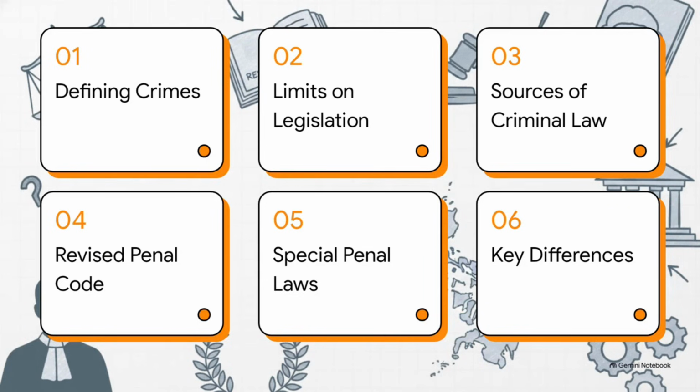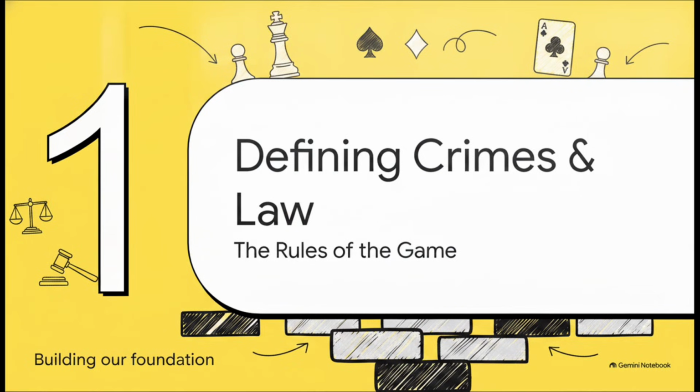So here's our roadmap for today's explainer. We'll be hitting 6 main topics. 1. Defining crimes in law. 2. Limits on penal legislation. 3. Sources of criminal law. 4. The Revised Penal Code. 5. Special Penal Laws. And finally, 6. Key differences in practice. Okay, let's jump right into Section 1, Defining Crimes in Law, the rules of the game.